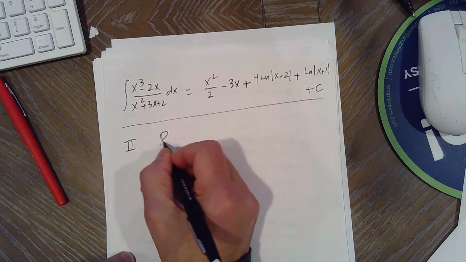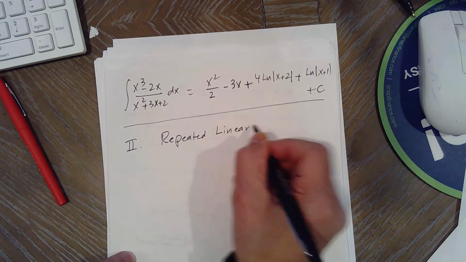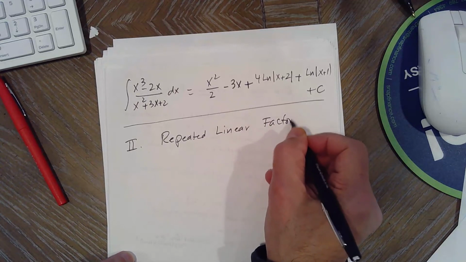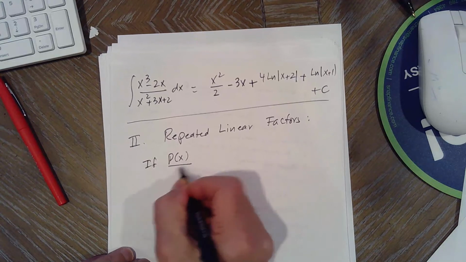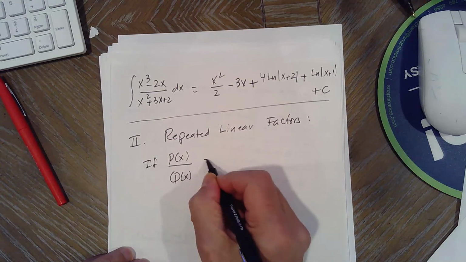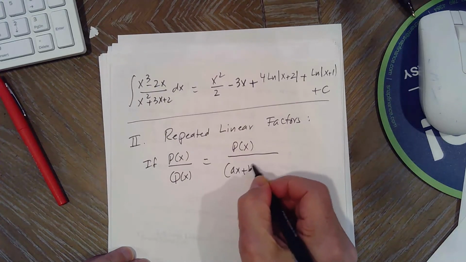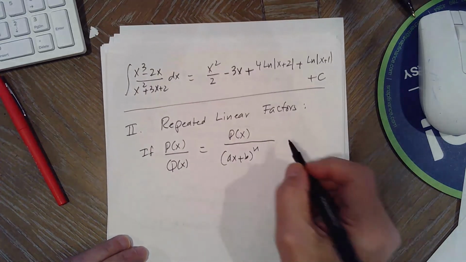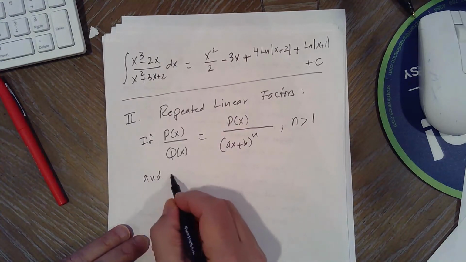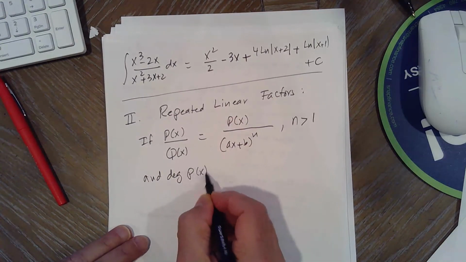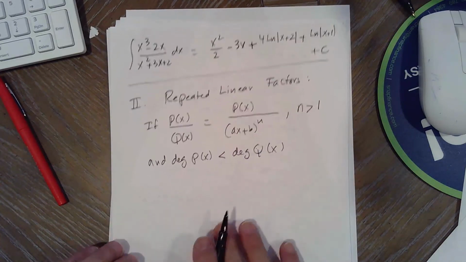Next, we're going to look at repeated linear factors in the denominator. So if p of x over q of x equals p of x over (ax plus b) to the n, square, cube, whatever it is, as long as it's more than 1. And of course, we always want the degree of p of x to be less than the degree of q of x. If it's greater than, you saw what we do first, we do long division.